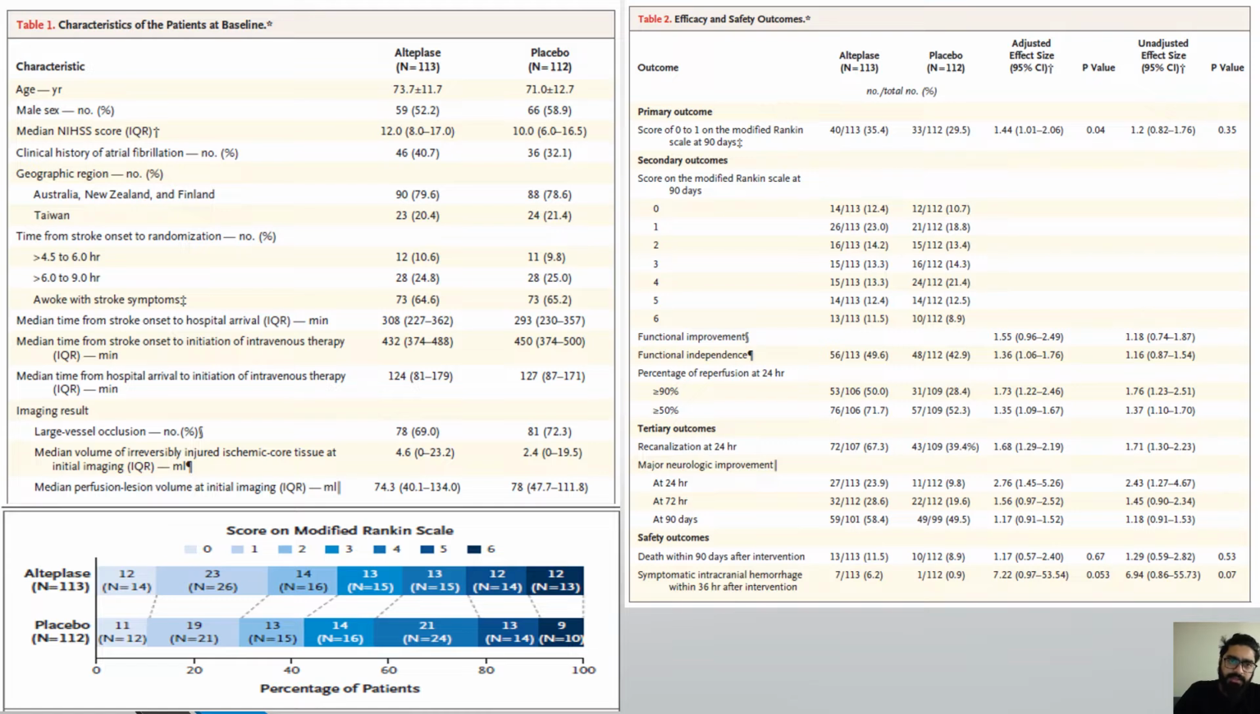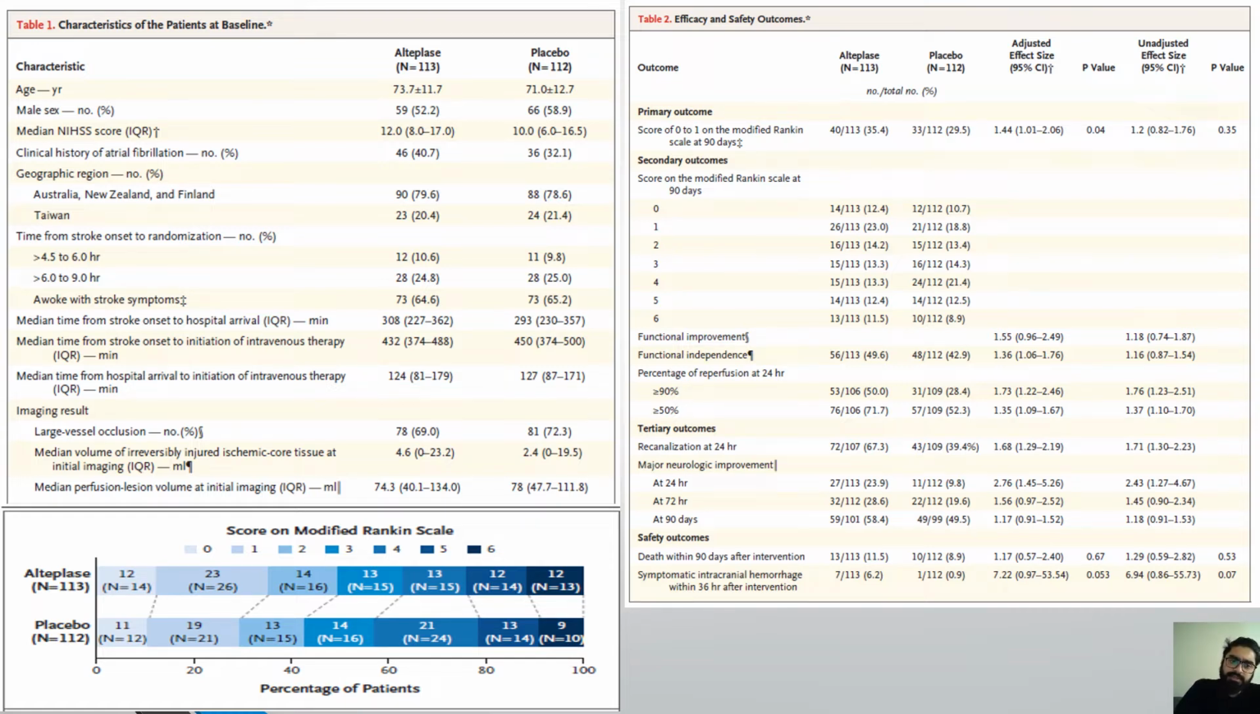If you can see this as well, table 1 describes these study participants and different baseline variables, specifically age, sex, median NIHSS score, clinical history of atrial fibrillation, geographic region where they were from, Australia, New Zealand, Finland, and Taiwan, median time from stroke onset to hospital arrival, median time from stroke onset to initiation of IV therapy, median time from hospital arrival to initiation of intravenous therapy, and imaging results. They were well matched, as you can see in table 1.